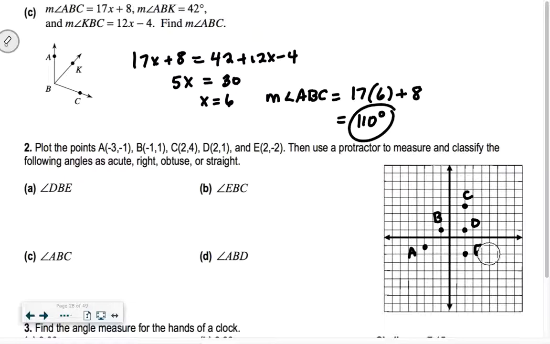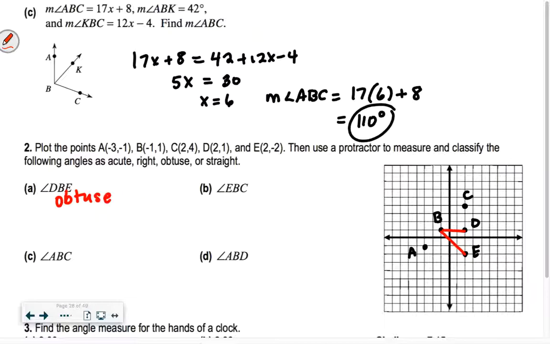So it says use a protractor to measure and classify the following as acute, right, obtuse, or straight. So we don't have to necessarily use this protractor. Let's look at it. So DBE. Be careful. What's the vertex of that angle when I say DBE? B. So I'm starting at D, going over to B, and then drawing to E. So you've got to do it in that order. Did you guys all see the angle that I drew? So is this acute, obtuse, straight, or right? It's obtuse, right?